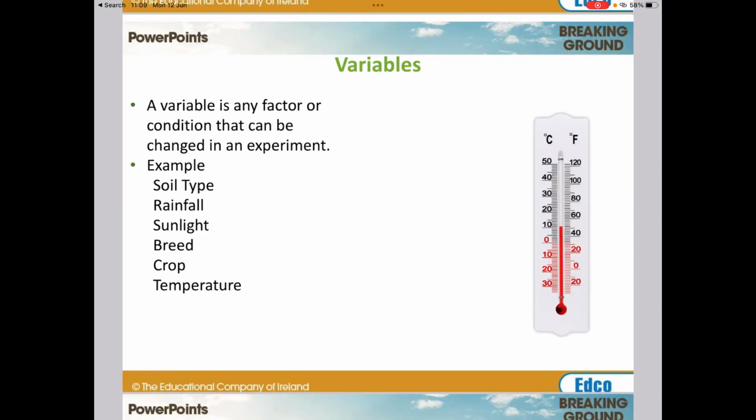A variable is any factor or condition that can be changed in an experiment. It can be soil type, rainfall, the breed of the animal, temperature, it could be anything. So anything that is going to change in an experiment is your variable. And we have three types of variables: independent variables, dependent variables, and controlled variables.